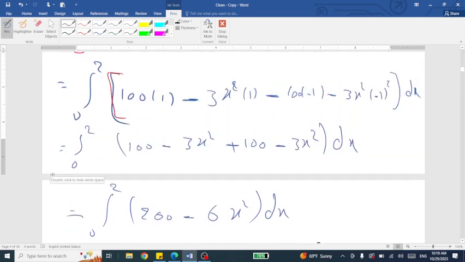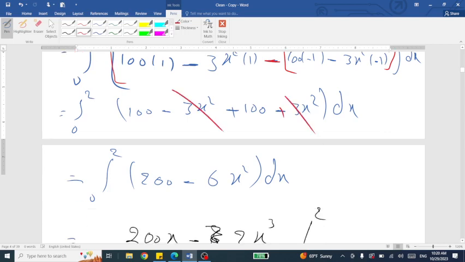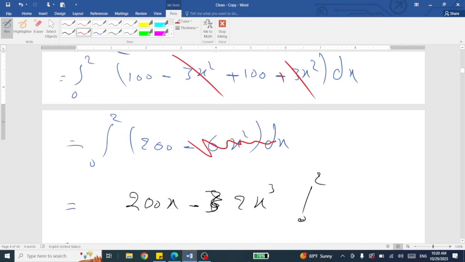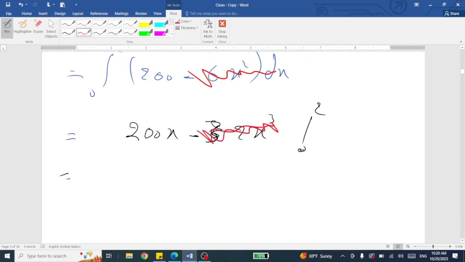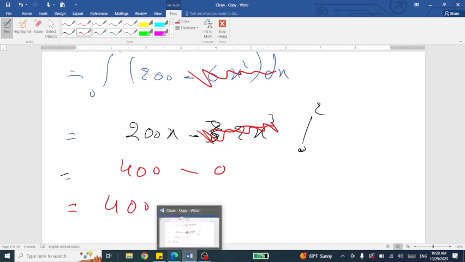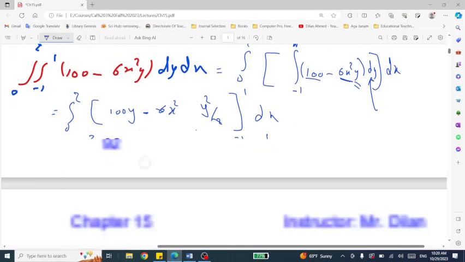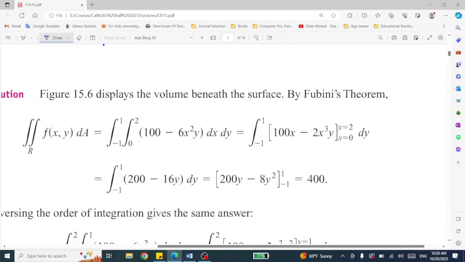Let me check why. You are right. Let me check. Minus zero, so I'll get minus 100 plus 3, or I return around zero. So it remains 200x is equal to 400, right? Minus 0 is equal to 400. Let me check the other value, maybe you did a mistake or not. Good. So you are good.